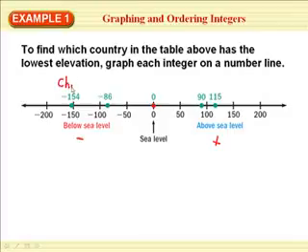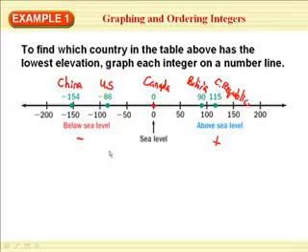-154 was China, -86 was the US, 0 was Canada, +90 was Bolivia, and the Czech Republic was the other one. All right, so the question said, which country had the lowest elevation?